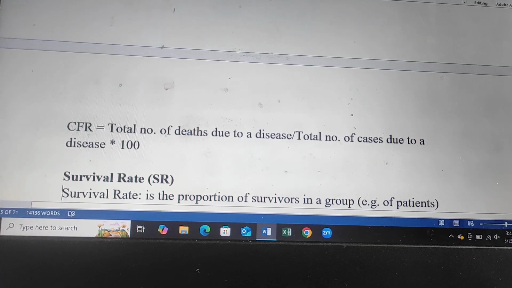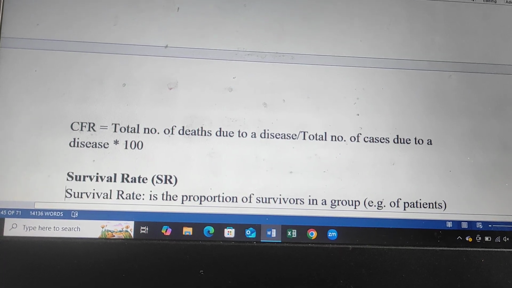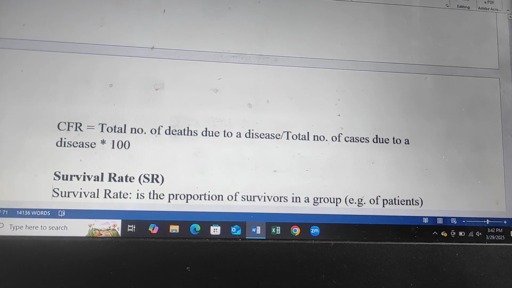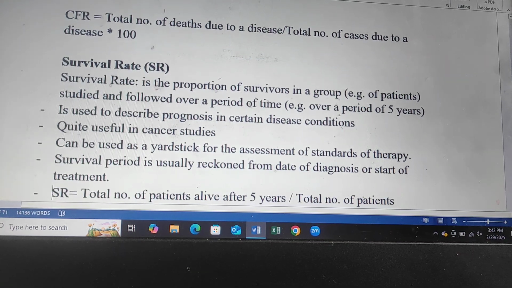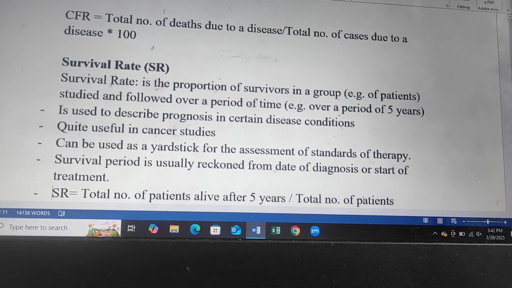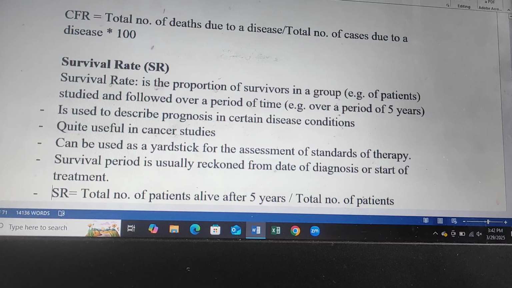Case fatality rate is equal to the total number of deaths due to disease divided by the total number of cases due to the disease, per 100. Survival rate. Survival rate is the proportion of survivors in a group. For example, a patient is studied and followed over a period of time, for example over a period of 5 years, used to describe prognosis in a certain disease condition.